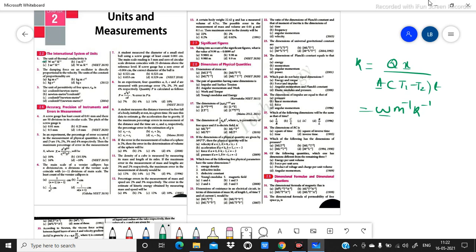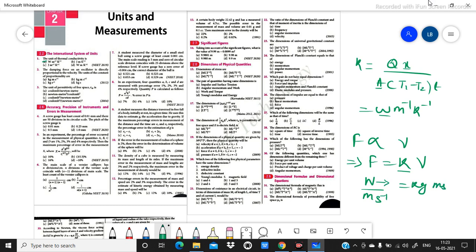Now it is given that the damping force of an oscillator is directly proportional to velocity. Then the unit of the constant of proportionality: the damping force is directly proportional to velocity, so F will be a constant into velocity. Here it is asked what is the dimension of this constant. So the dimension of this constant is nothing but force upon velocity, which is Newton per meter second inverse. But here the question is given in kg meter, so I have to convert Newton into kg meter.